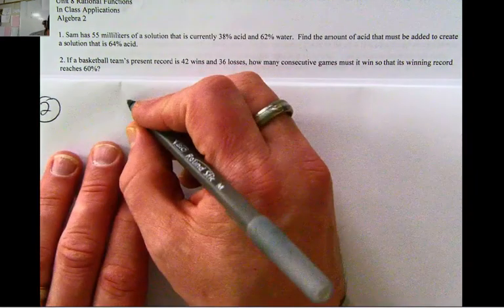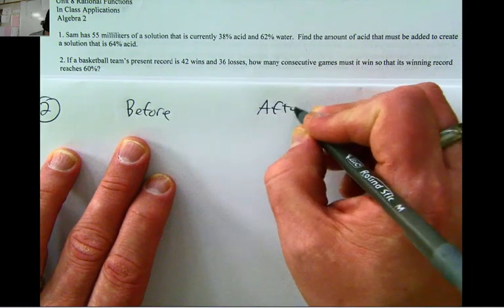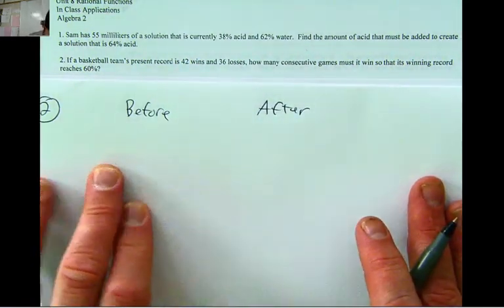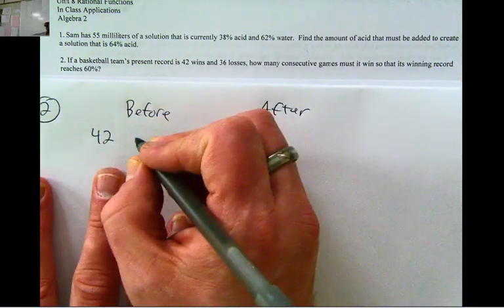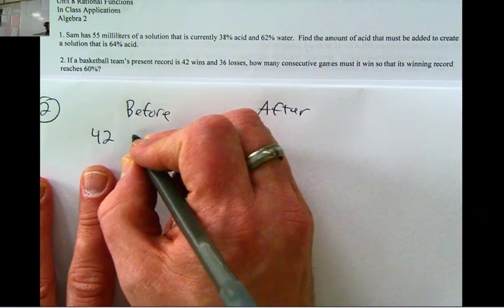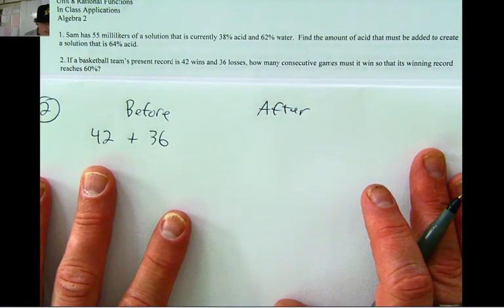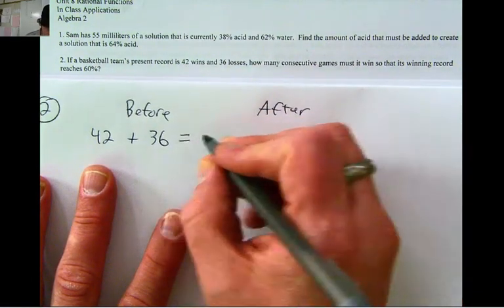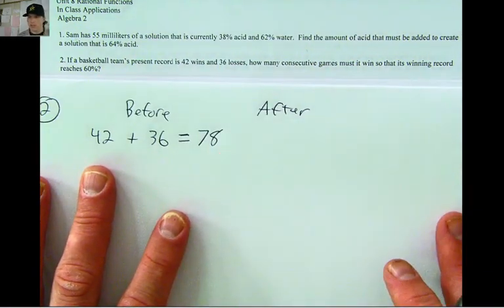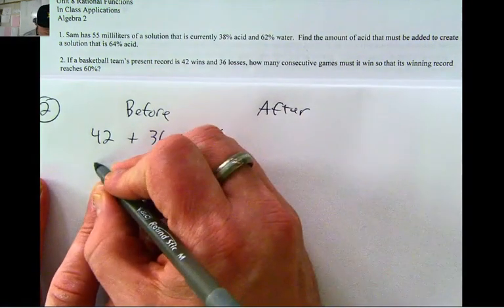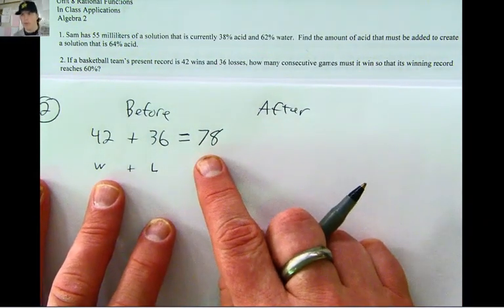Okay, so when I solve these equations, there's always something that you do before and something that you do after. In the before, in this situation, you had 42 wins plus 36 losses, and that was a total of 78 games. It tells you your total number of games.